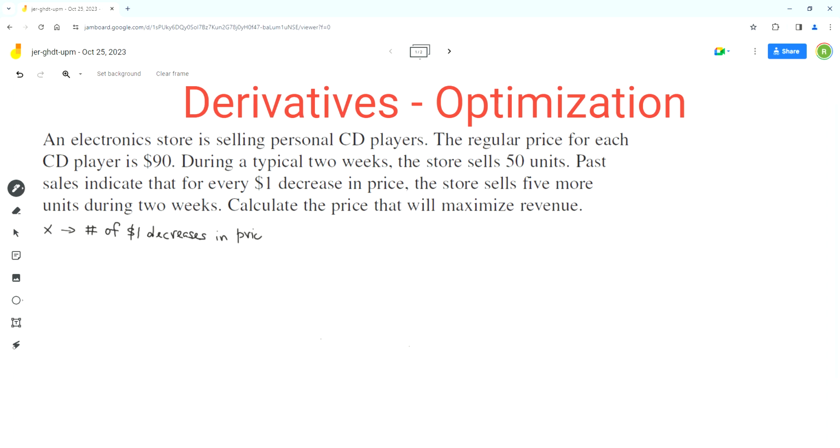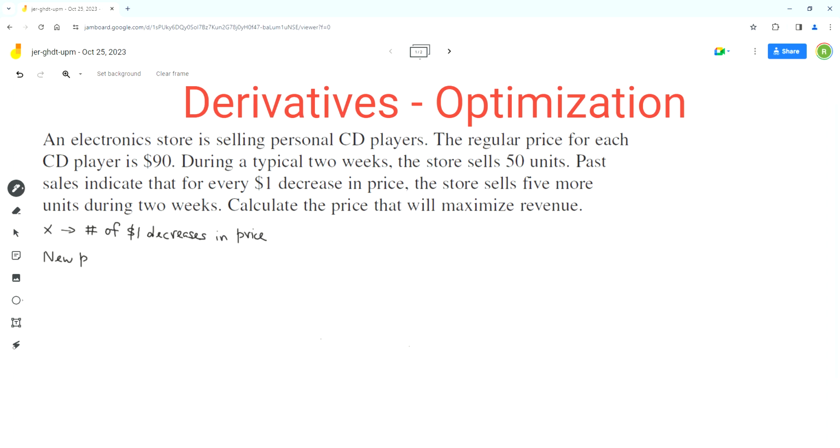So x represents by how many times the $1 price should be decreased. So should it be decreased just once? That means the new price will just be $89, or should it be 2 times? Then it will be $88 and so on. Now we'll have to write the expression for the new price.